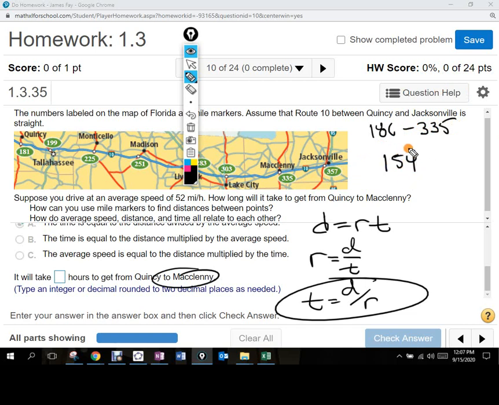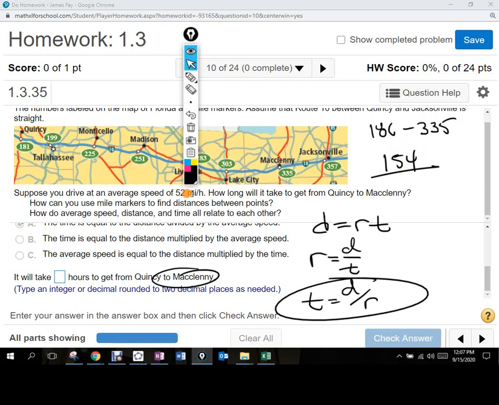Okay, so that's my distance. I'm going to divide that by, it tells me I was traveling at 52 miles per hour, right? So divide that by 52. Okay, and then round that to 2 decimal places. So once you do that, you type that in. Does that make sense? Okay.